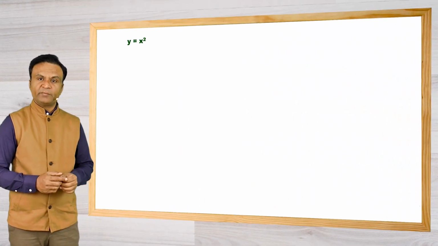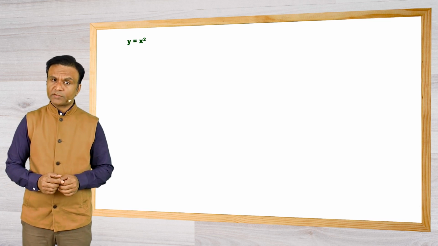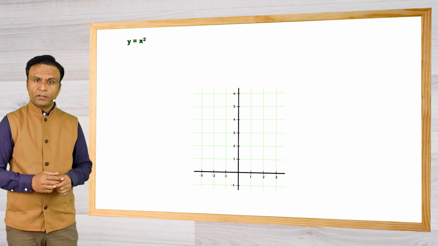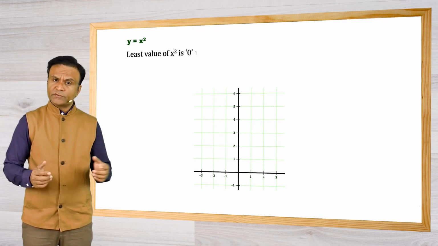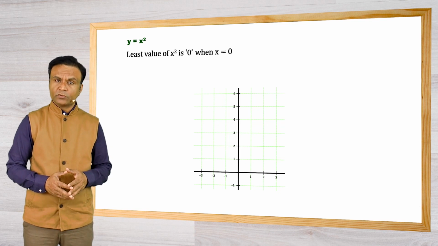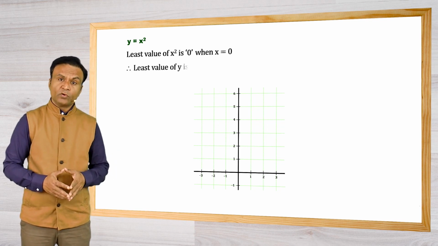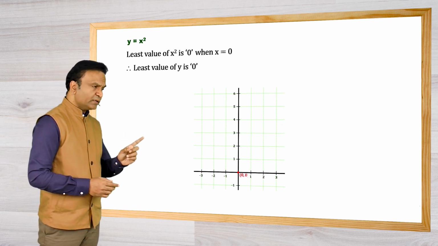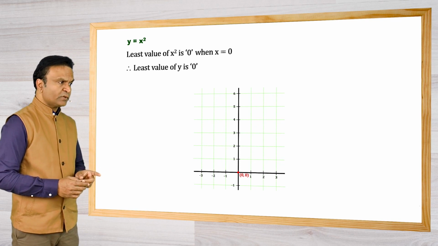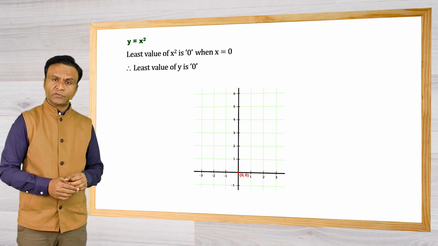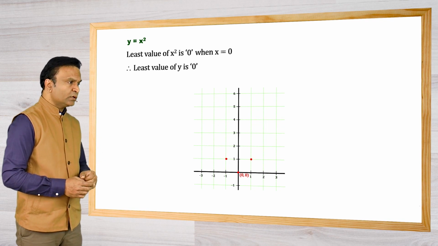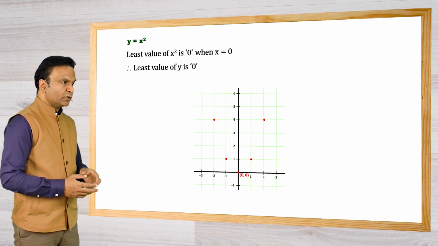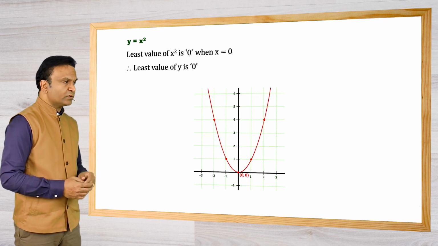Let's start with the most elementary quadratic function, y = x². This is also called the square function. Let's draw the graph of this function. Now the least value of x² is 0 when the value of x is 0. So here the least value of y is also 0. So on the graph of the function we have a point (0, 0). Now if you take x = ±1, the value of y is 1. If x is ±2, the value of y is 4. If you join all these points, we have a graph of the function like this.